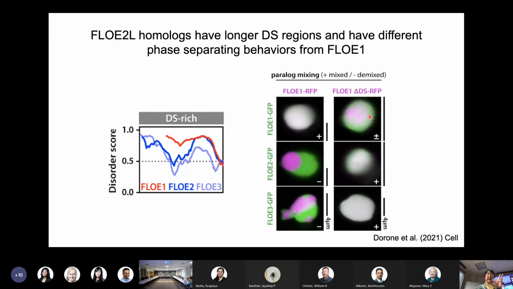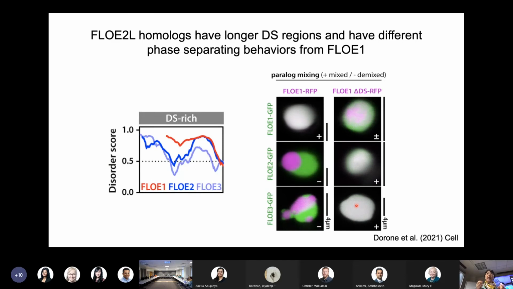And the DS-less version of flow-1 behaves very similarly to flow-2 and 3. I'm not showing it here, but flow-2 and 3 mix very well with each other. This is how flow-2 and 3 would look, okay? So it's maybe possible that in the seed where all 3 proteins exist, flow-2 and 3 might be acting to absorb flow-1.